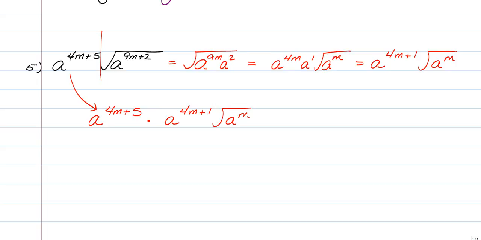And as we have already talked about, whenever you're multiplying variables of the same base with their exponents, we just add them. So 4m plus 4m is 8m, and 5 plus 1 is 6. So this all simplifies down to a to the 8m plus 6 square root of a to the m. All right? So that's it for this video on simplifying radicals of a little bit more challenging type of flavor. But hey, we got through it just fine.